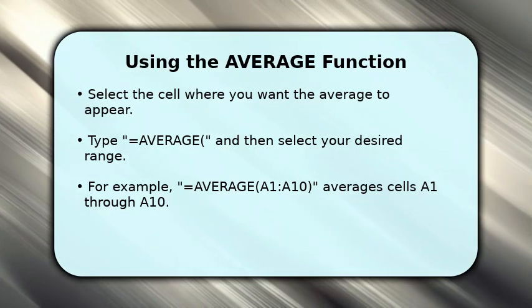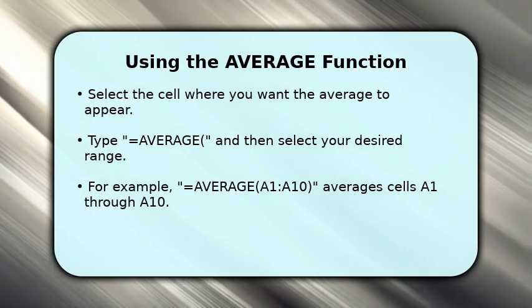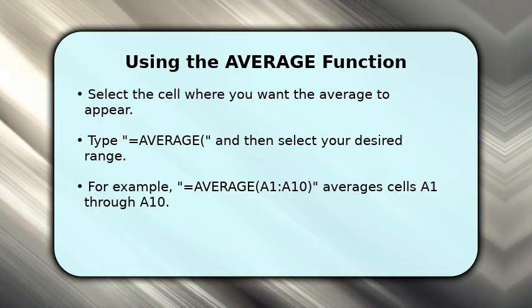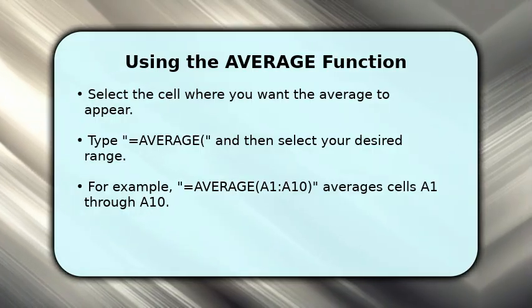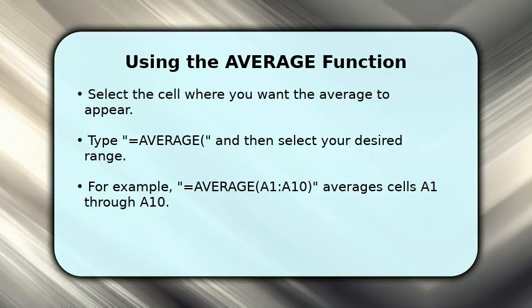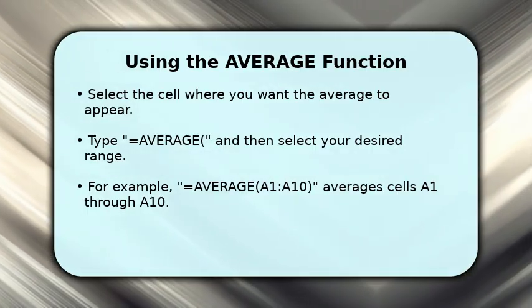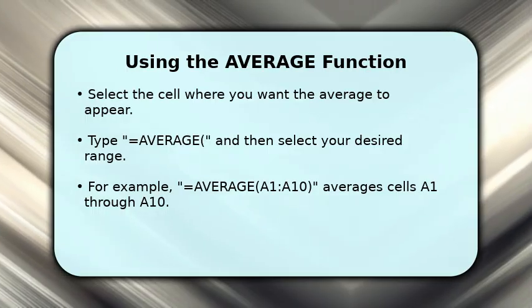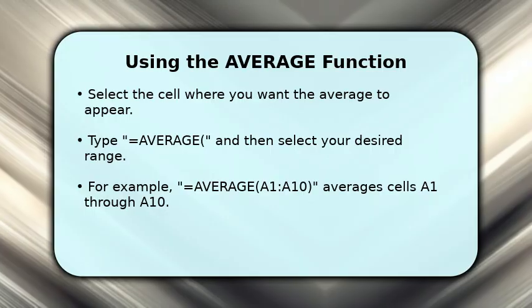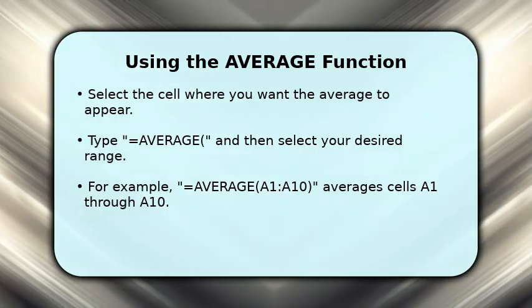Let's dive into the basic application of the average function. First, choose the cell where you want your average to be displayed. Next, simply type an equals sign followed by average and an opening parenthesis. Then, select the range of cells you wish to average, for instance, from cell A1 to cell A10. Close the parenthesis and press Enter. Excel will instantly calculate and show you the average of those values.